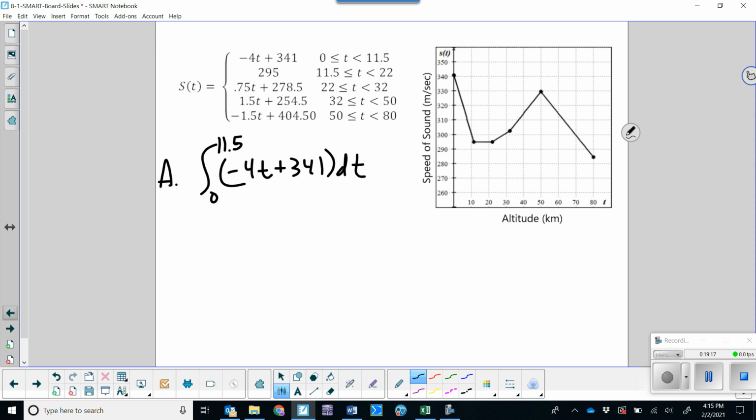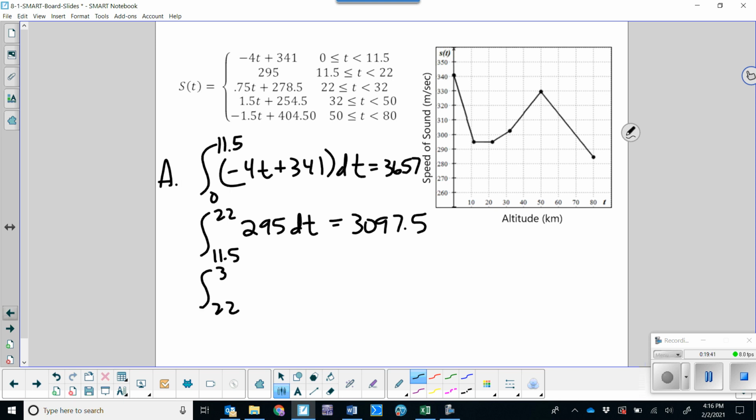And then I would continue to do that. So I'm just going to go ahead and write each individual answer down, and then my overall answer would be to add them all up. Then I would integrate from 11.5 to 22 of 295 dt, and of course I'd just be doing all this on the calculator. It's 3097.5. I can integrate from 22 to 32 of the next equation.